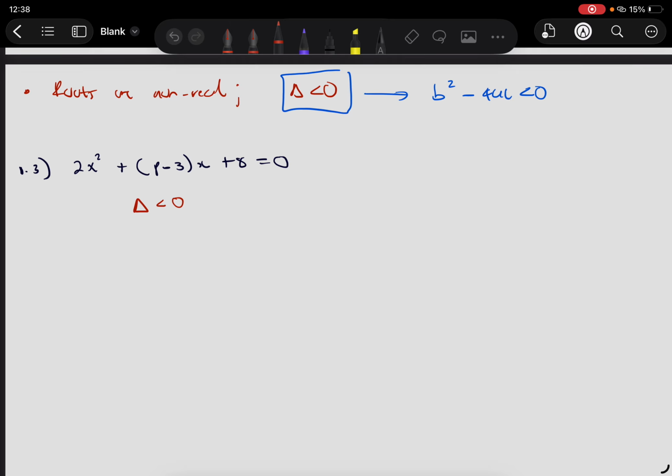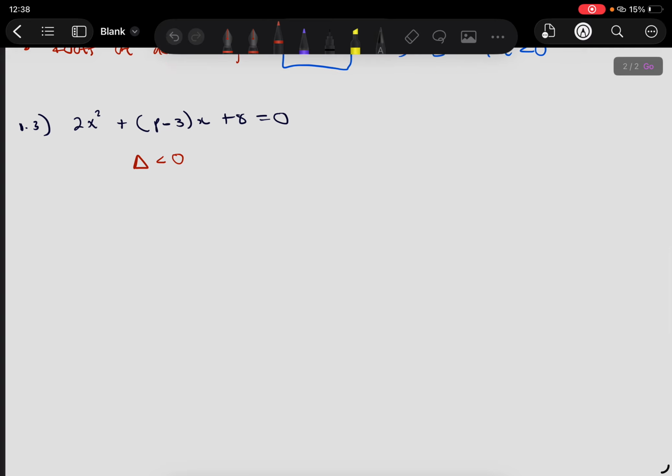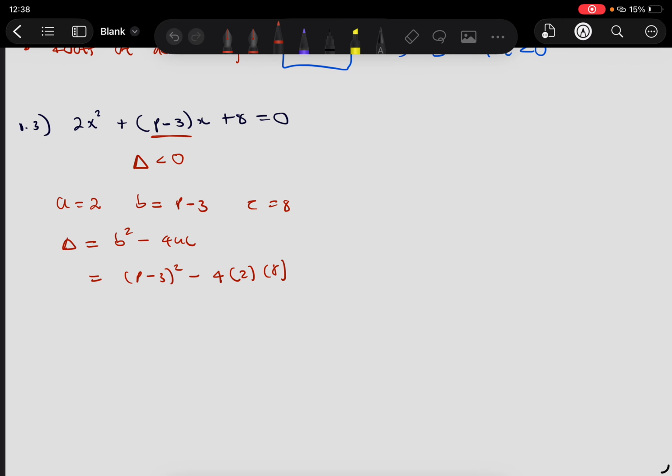What is the discriminant? b squared minus 4ac, right? So from the equation, we know that our a is 2. Our b is the coefficient of x, which is p minus 3. This is our b. And then our c is 8, which means our discriminant, which is b squared minus 4ac, would be the b being (p minus 3) all squared, minus 4 into 2 and 8.